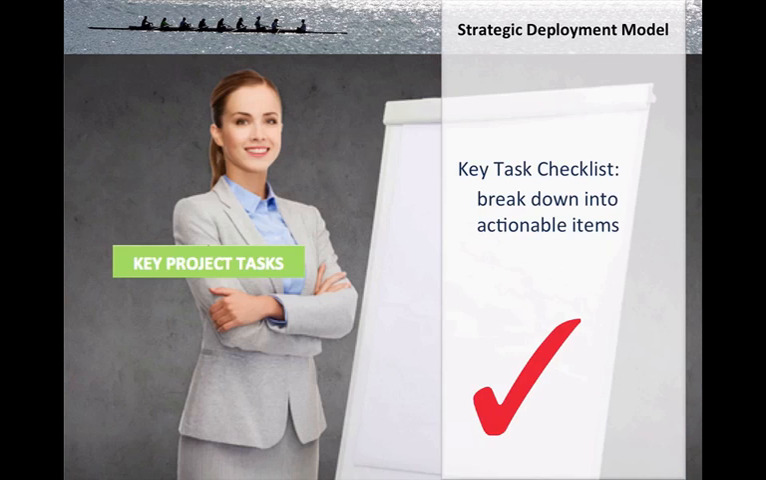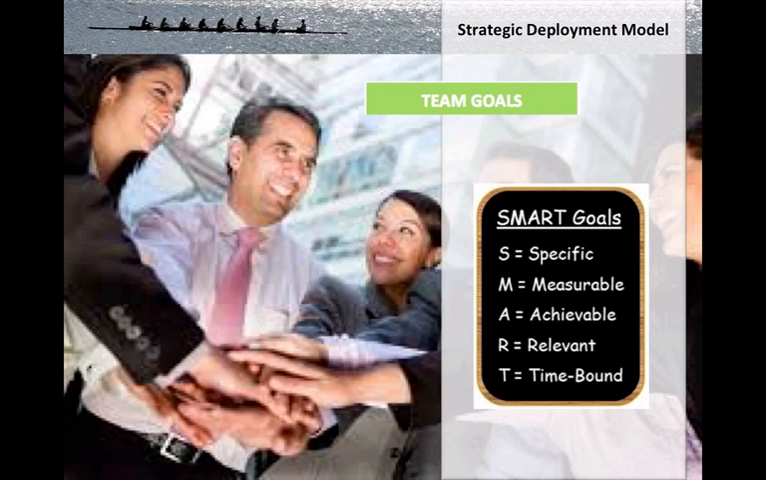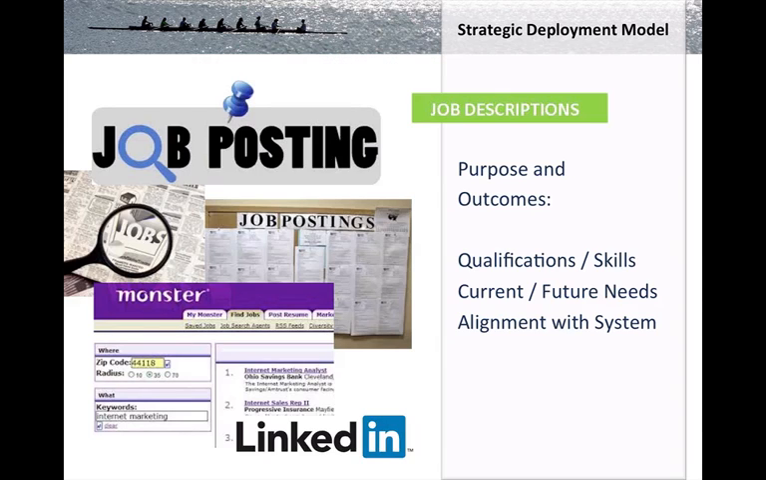In order to break down the strategic projects and processes into actionable items, key tasks are established for each. Once the key tasks have been identified to achieve the desired results, teams can be established and SMART goals developed to accomplish them. Here, specifications such as the qualifications or skills needed by the individual team members are documented and careful consideration is given to the overall alignment with the whole system.